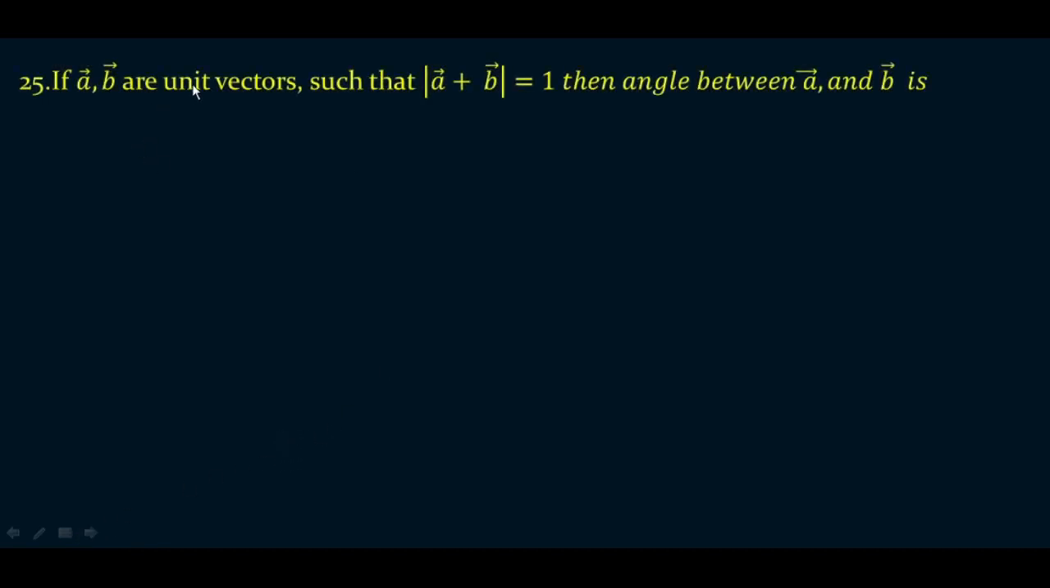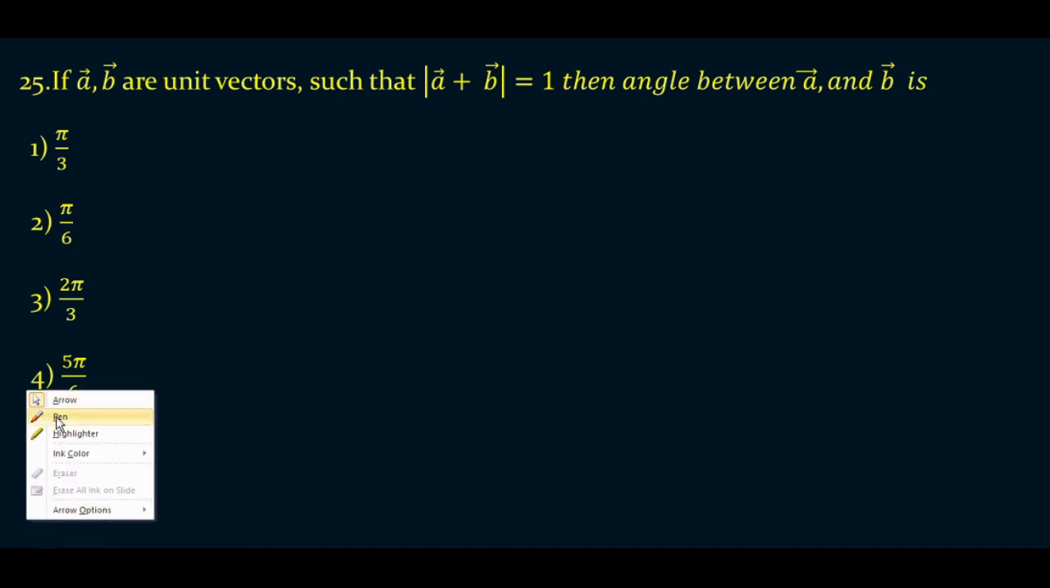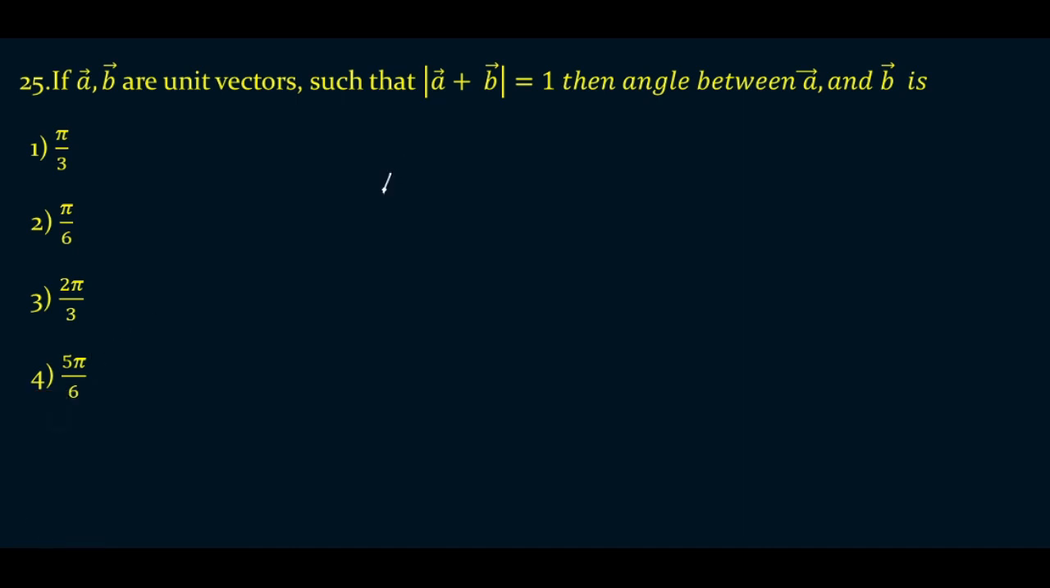If A and B are unit vectors such that the magnitude of A plus B is 1, it means A plus B is a unit vector, then the angle between the vectors A and B is: the options are pi by 3, pi by 6, 2 pi by 3 and 5 pi by 6. Here it is given that the magnitude of A is 1 unit, the magnitude of B is also 1 unit, and the magnitude of A plus B is equal to 1 unit. These three are unit vectors. Then the angle between A and B is, you know the results.